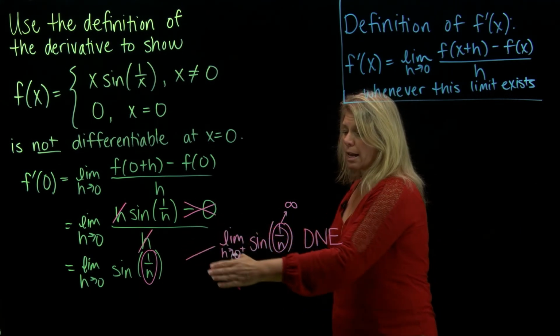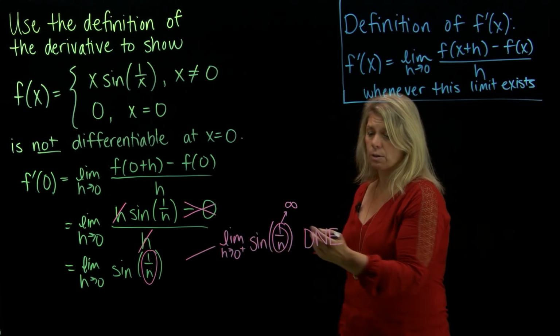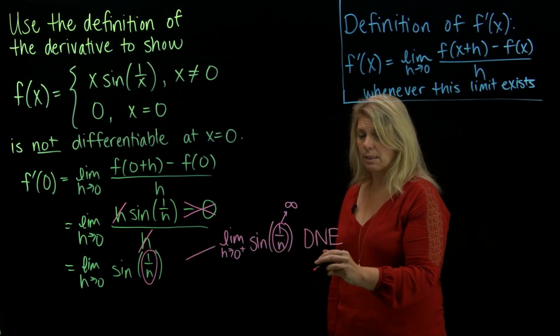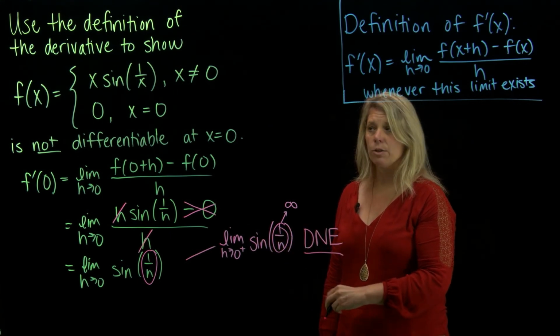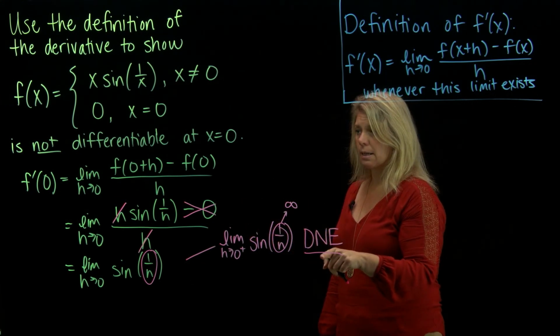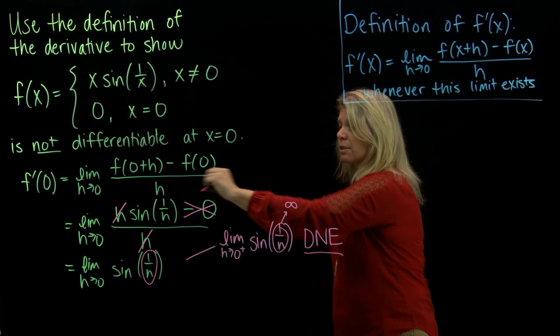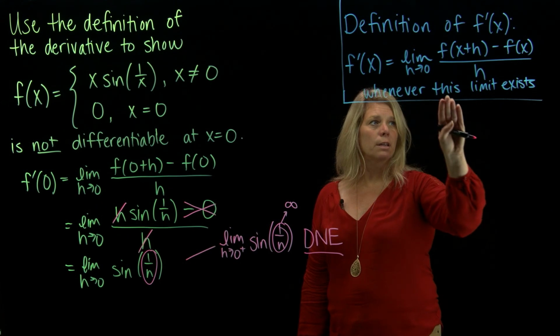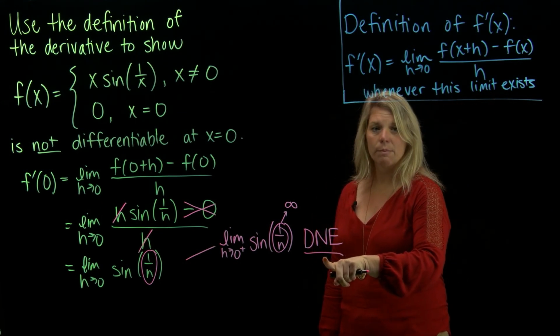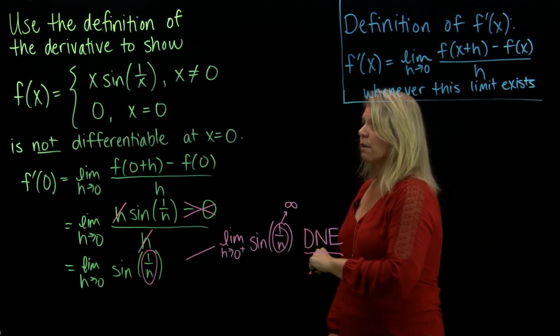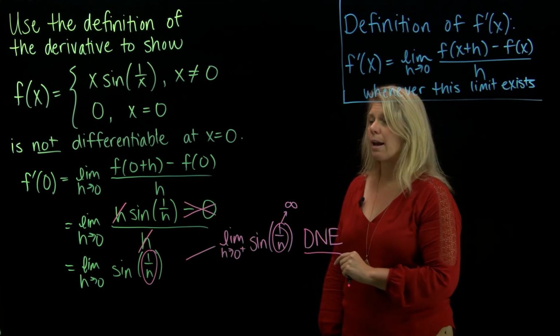Similarly, when I let h approach 0 from the left, I could also show that this limit does not exist, but I don't really need to do that because at this point I've already shown that this limit does not exist. And so this is the definition of the derivative whenever this limit exists. And because our limit does not exist, we've shown that this function is not differentiable at x equals 0.